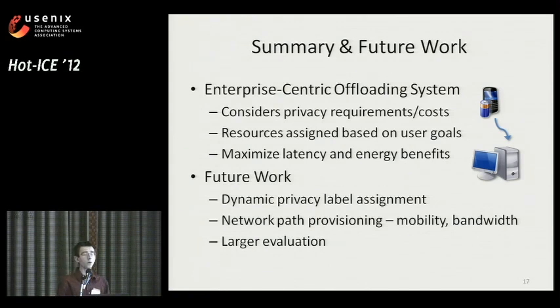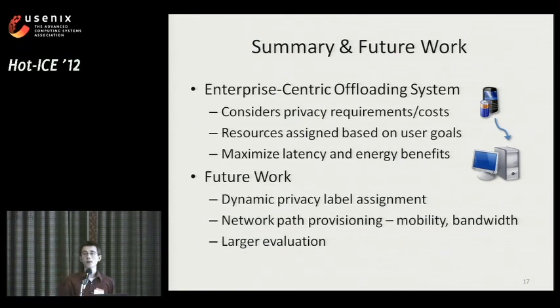In terms of future work, we want to look at how we can dynamically assign the privacy labels based on the current data an application is working with. We want to look at how we can automatically provision network paths in addition to compute resources. This means we'll be better equipped to handle both mobility of mobile devices and changes in compute resources, as well as provide higher bandwidth guarantees so that execution state can transfer even faster and we can lower the overhead that we're incurring to transfer that state.